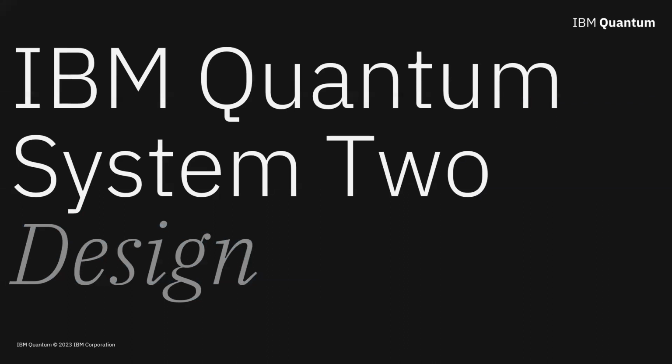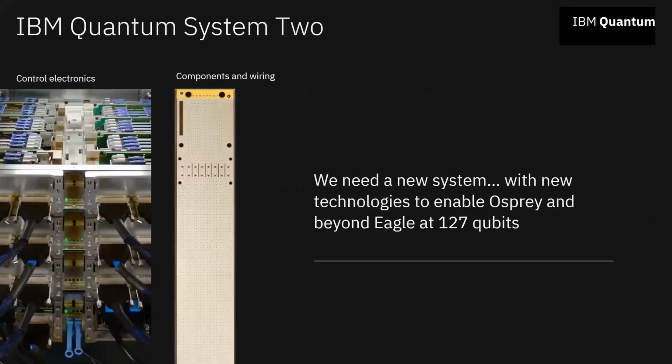As you can see here, we created something called IBM Quantum System 2. This system is a little bit different from the IBM Quantum System 1, which you probably know from the slides. First of all, we changed a lot of the electronics and the wiring. Why? Because, as you can probably notice, we are adding a lot of new qubits into the system. Every single qubit requires some wiring.